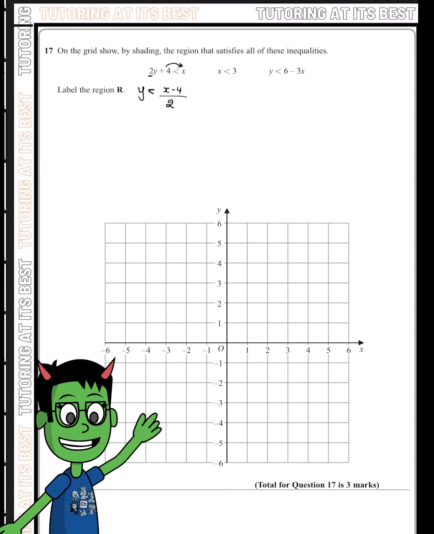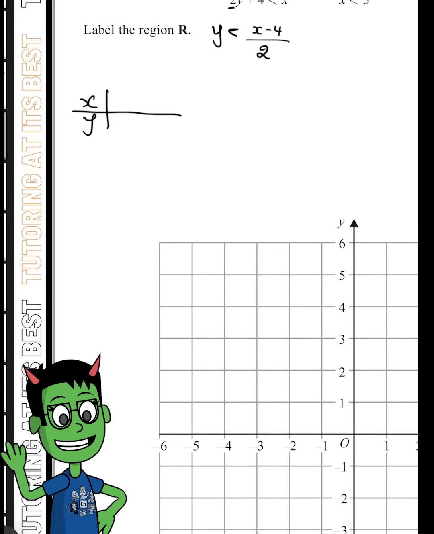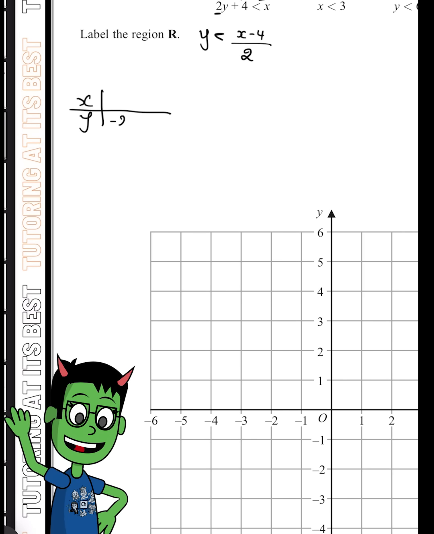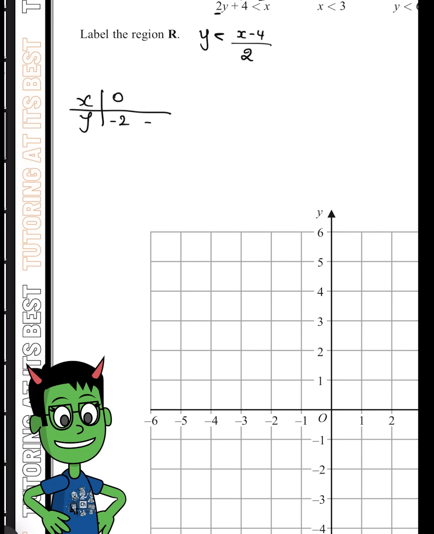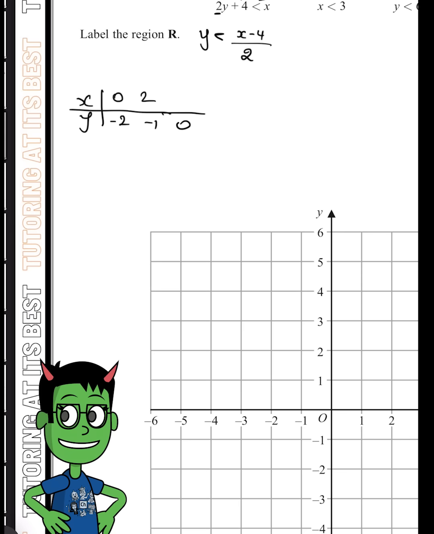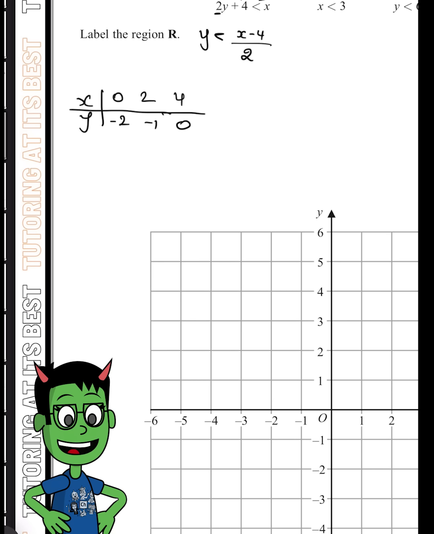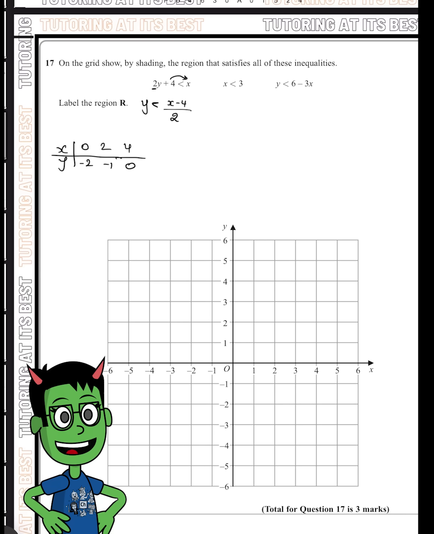So for instance, we'll have x, we'll have y. And then again, if we take the value of y being minus 2 here, we know x will be 0, while y will be minus 1, we know x will be 2, and while y is 0, x will be 4. And that's by simply substituting the values into the expression that we've been given.